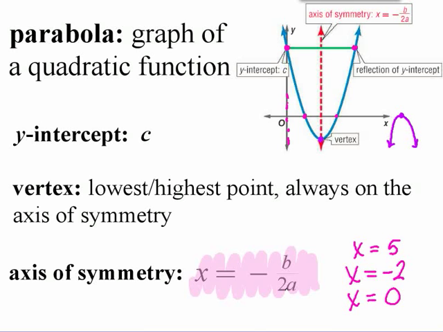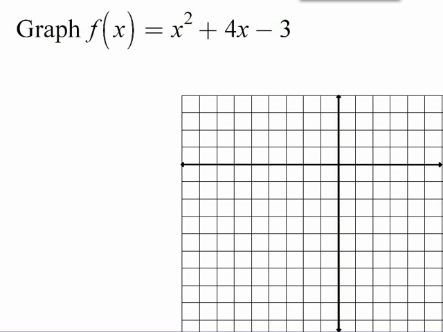So now let's go ahead and look at our first example. You have this on your sheet. It says graph f of x equals x squared plus 4x minus 3. Now what we're going to do is we're going to do things in reverse of the slide we just looked at, because that way that's the freshest in our memory. So what was the last thing we looked at on the previous slide? Axis of symmetry.